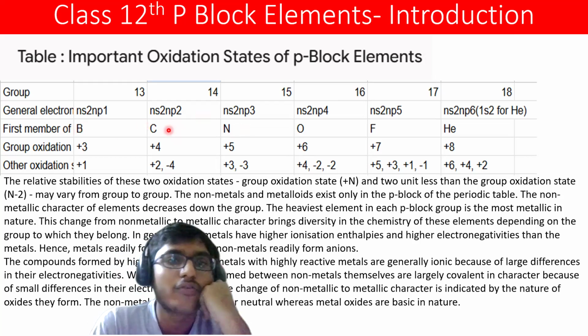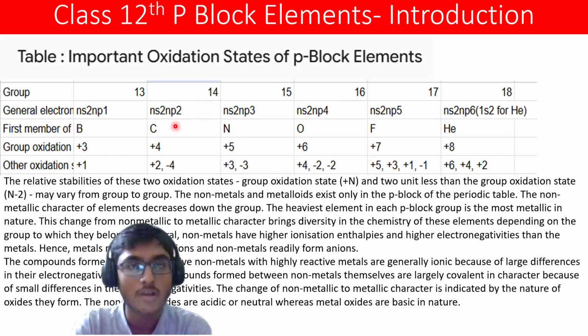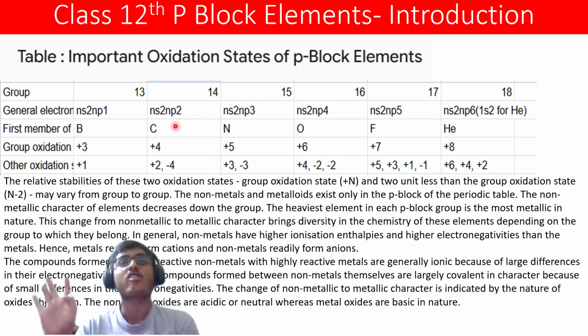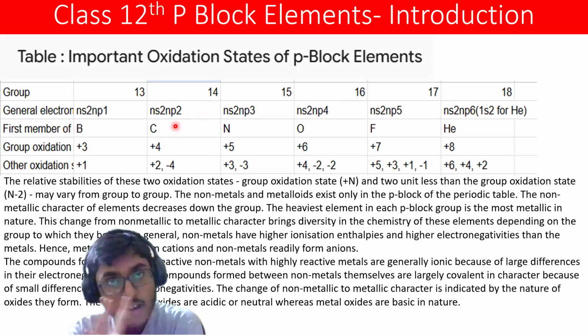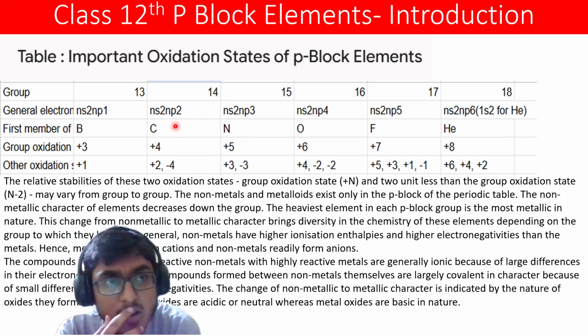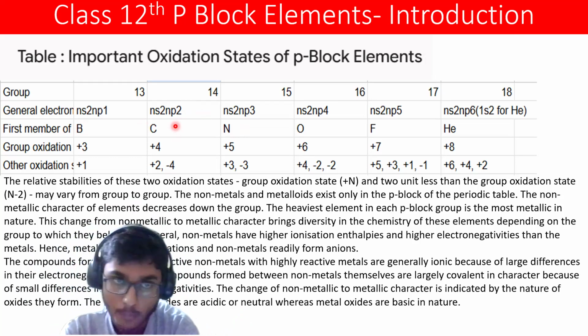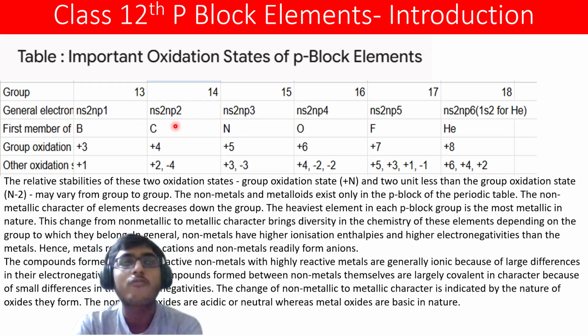So the first member of group 14 is carbon. The oxidation number is +4. As you can see, carbon has 4 valencies, so 4 oxidation state can be seen, the group oxidation state. And the other oxidation states you can see are +2 and -4.